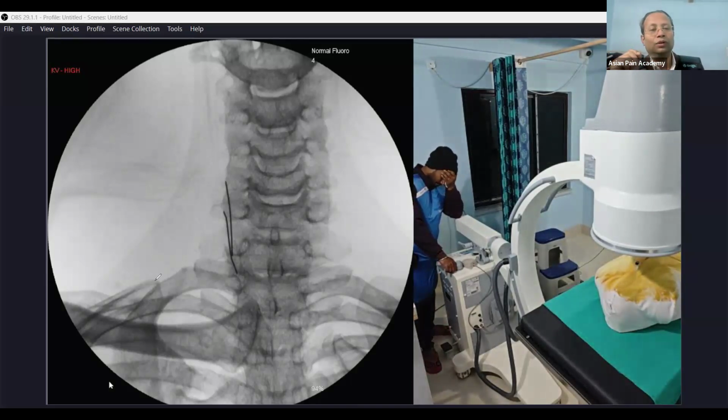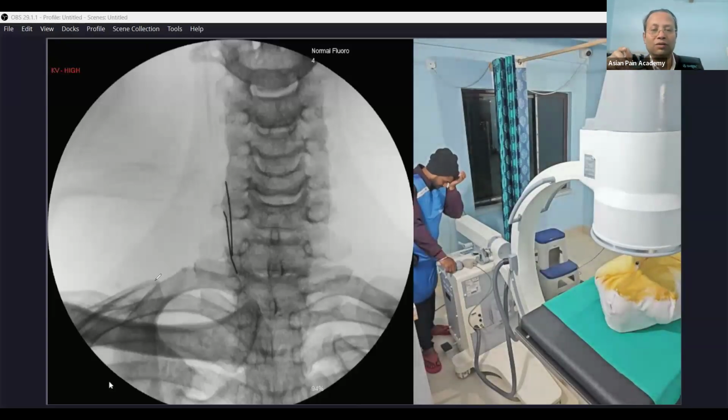That's it. And sensory stimulation will tell you whether you are close to the nerve or not. And motor stimulation will tell you that you are not close to the somatic roots. That's it. Otherwise, it will not tell any other thing. Okay.